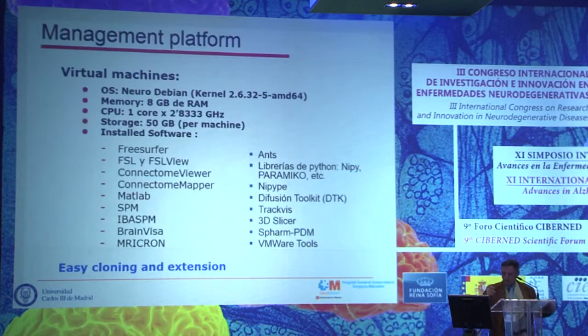The idea here is that the virtual machines are something very important, because one problem we have is that if you want to replicate your results a couple of years after, it may not be so easy. Actually, we found a lot of trouble when trying to replicate results when the operating system is no longer the same, when the versions of the software have changed.